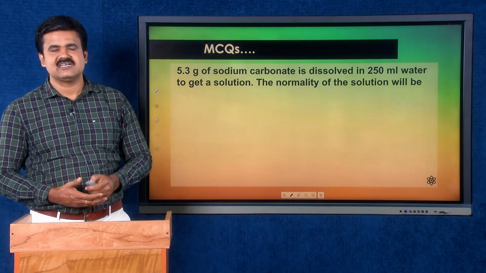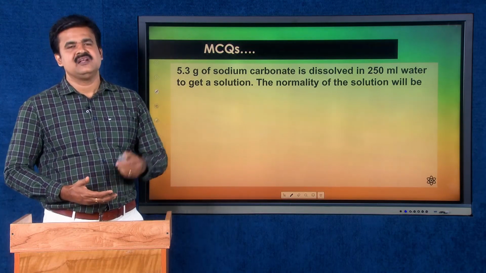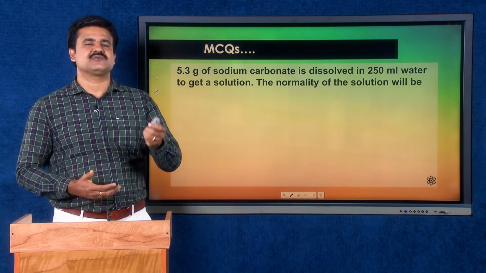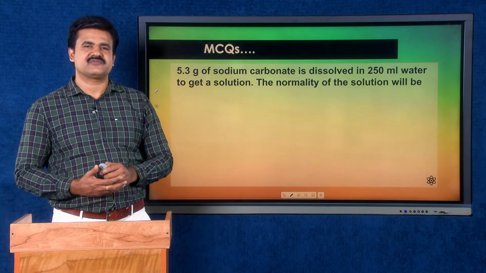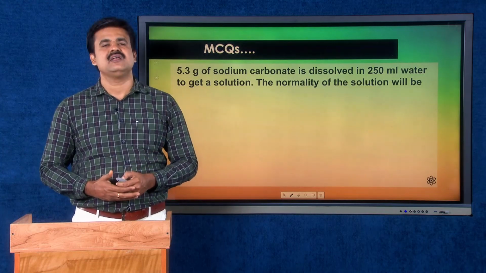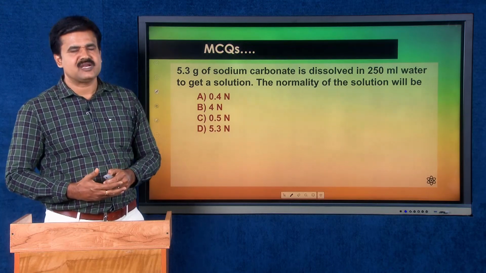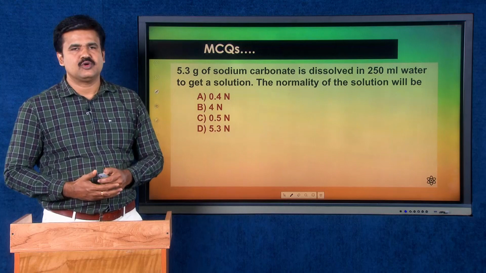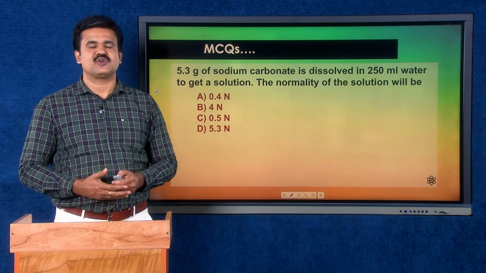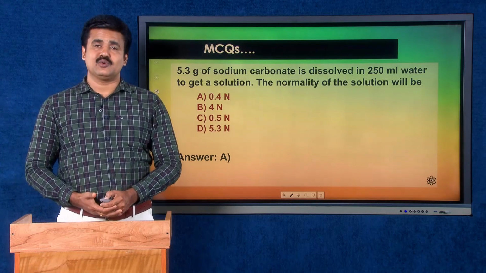This is the last MCQ of this module. 5.3 gram of sodium carbonate is dissolved in 250 ml water to get a solution. The normality of the solution will be. This is a direct problem. You can calculate normality by using the expression: mass of the solute divided by equivalent mass of the solute, by volume in ml, multiplied with 1000. You will get the normality of the solution, and the options are option A 0.4 normal, option B 4 normal, option C 0.5 normal, and option D 5.3 normal. On careful substitution in that expression for normality, we will get to the final answer as option A, that is equal to 0.4 normal. That is all about the present module.